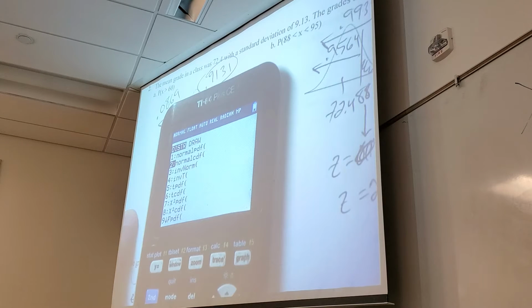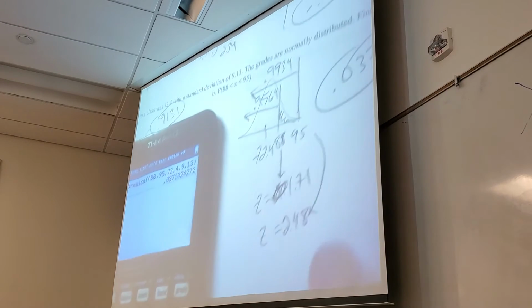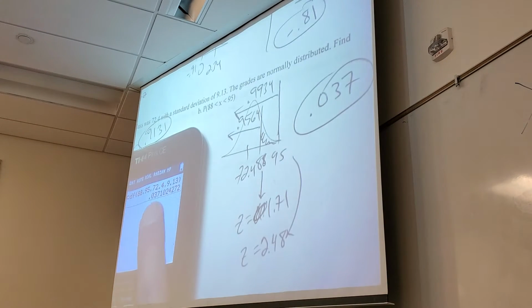They go to normal CDF, normal cumulative. I want accumulating between two things. The lower one was 88. The upper one was 95. The mean was 72.4. And let's see what it tells me. 0.037, basically. 0.0371.